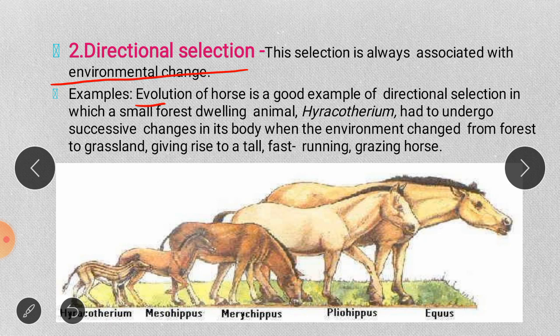selection. So the horse evolved from a forest dwelling animal, Hyracotherium, which underwent successive changes in its body with environment changes. So as the environment changed from forest to grassland, that gave rise to a tall, fast running and grazing horse. So from this animal we will have a directional change up to the development of the horse.